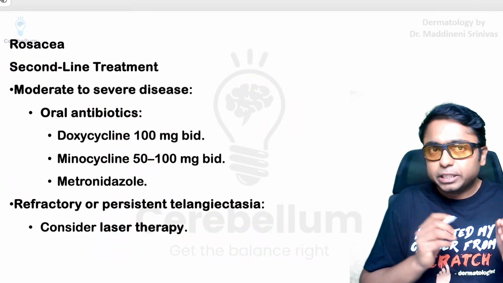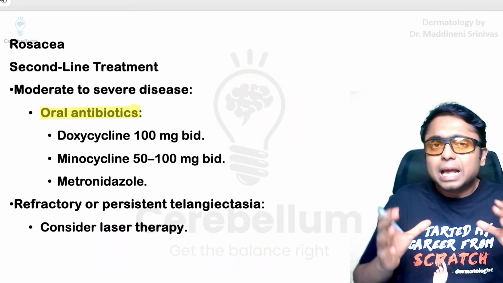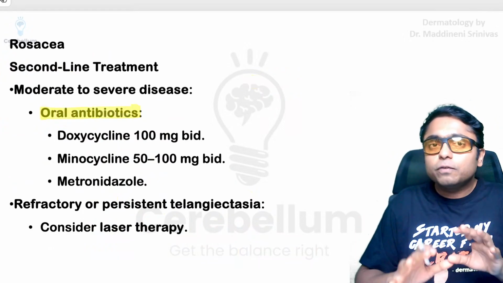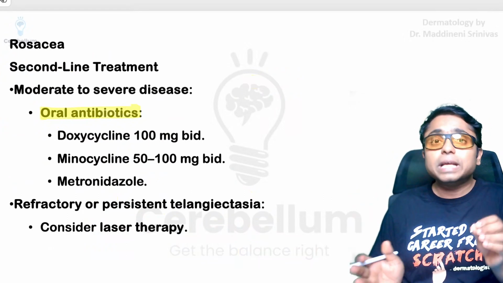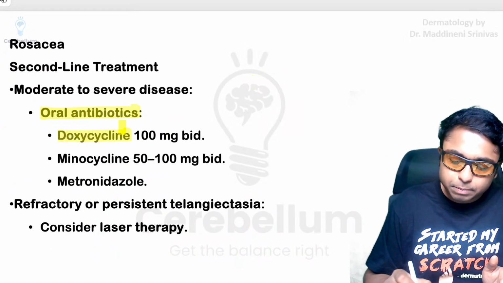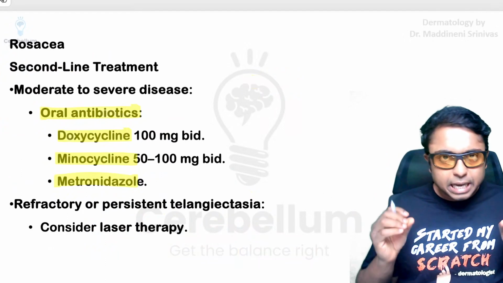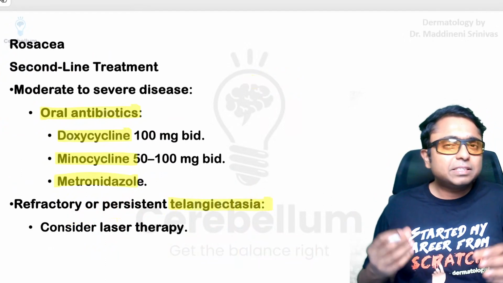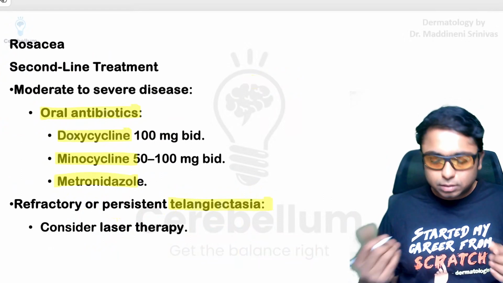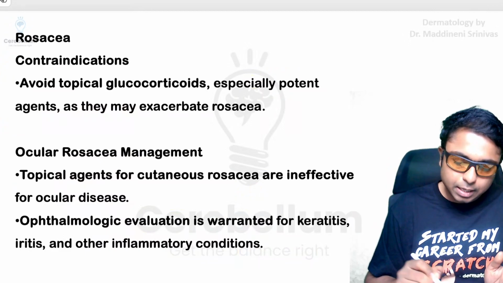So if the patient is having moderate to severe disease, oral antibiotics can also be used. The antibiotics are mainly used not for their antibacterial mechanism of action, but because of the anti-inflammatory properties, like for example doxycycline, minocycline, and metronidazole. Okay, so these are the antibiotics which are used. And if there is telangiectasia which is not responding to the topical agents, then we can think of laser therapy.